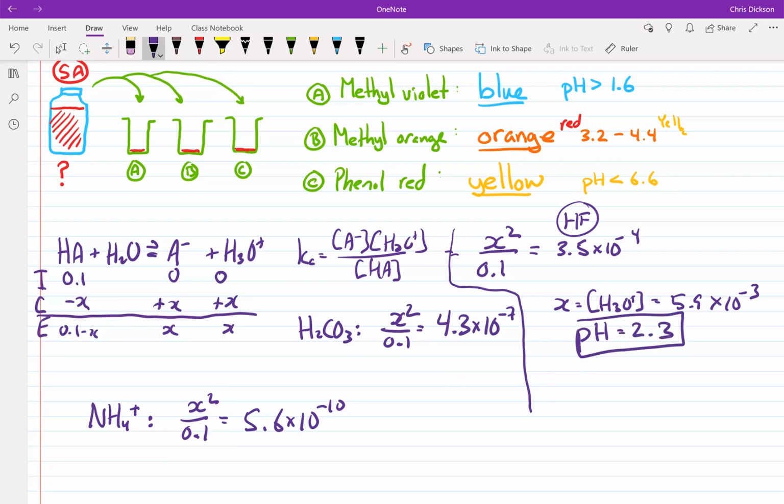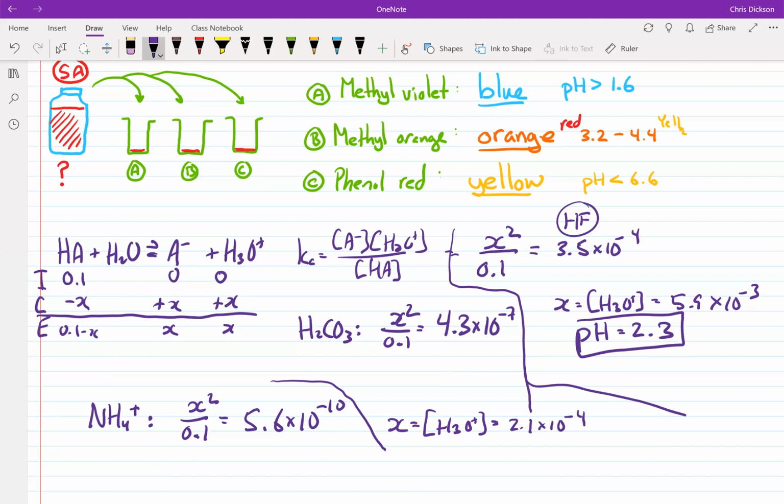Okay, if I do the same thing for carbonic acid, I would get an X value, which is the hydronium concentration, equal to 4.3 times 10 to the minus 7, times 0.1, take the square root. So I'm getting 2.1 roughly times 10 to the minus 4.